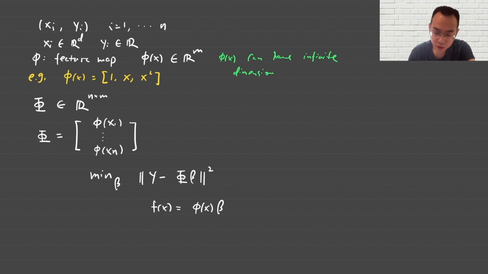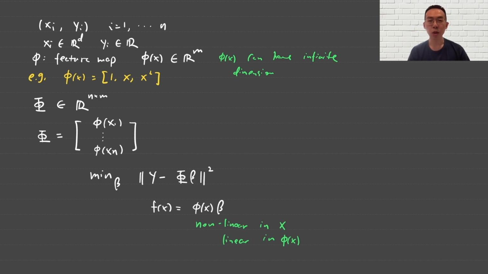This is a nonlinear function in x. This function is nonlinear in x, but linear in phi(x), right? So once we expand its feature, the problem becomes linear again in that feature space, but it's nonlinear in the original space. So that is the problem we are dealing with.